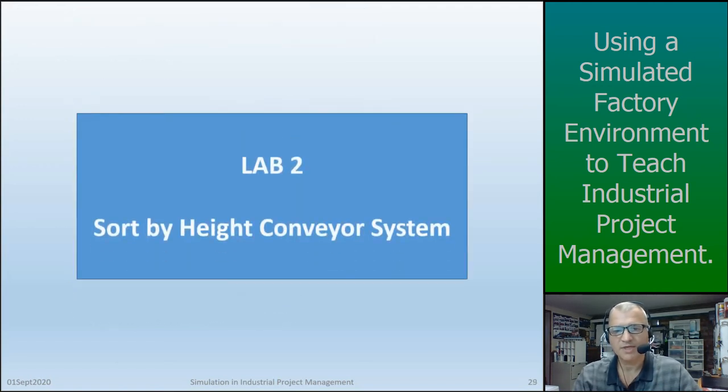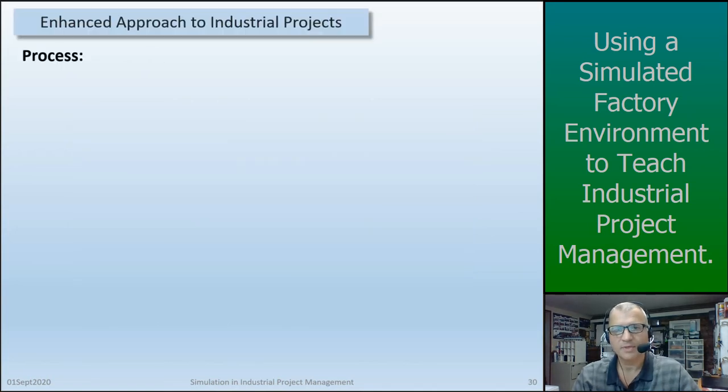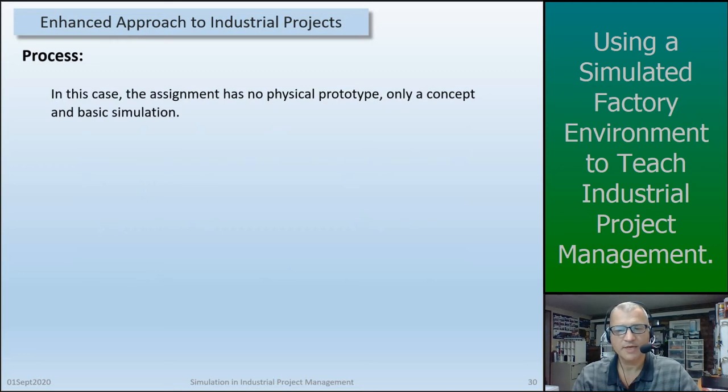So this brings us to the second lab that we call the sort by height conveyor system. The process for lab 2, in this case the assignment has no physical prototype, only a concept and basic simulation. The opportunity here is to take what was learned in PLC and project management classes and apply it to a purely conceptual design phase of the project.